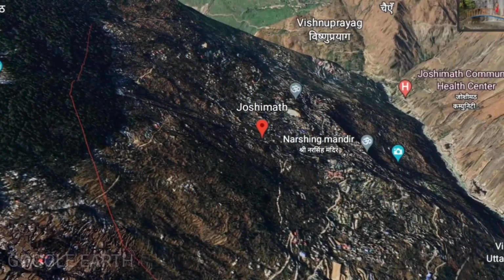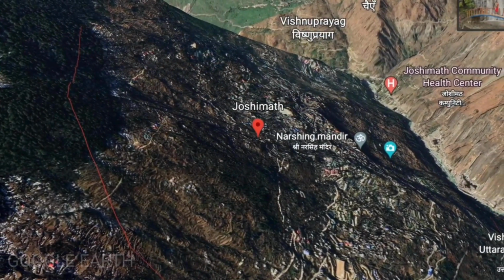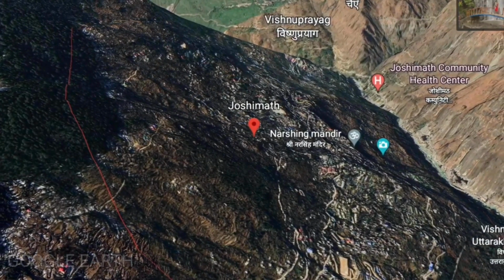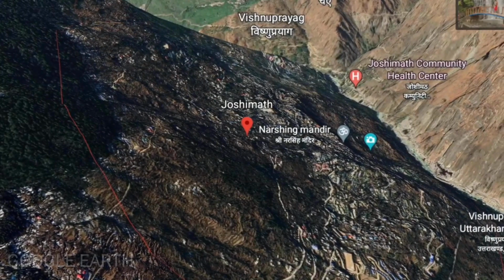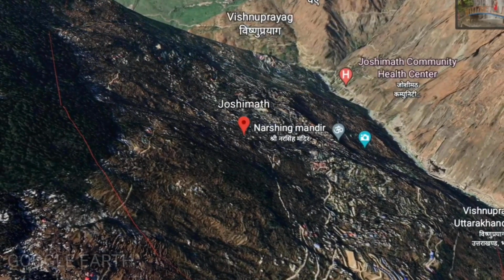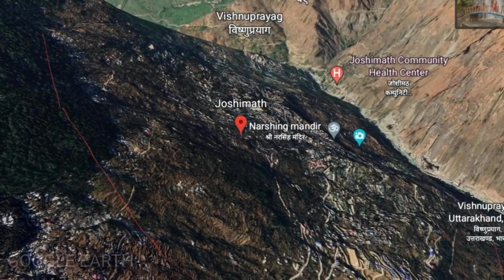However, there have been no scientific studies establishing links between the puncture and the subsidence in Joshimath. Therefore, the NTPC in a January 5 press release denied any role in the ongoing crisis. What about the Char Dham project?